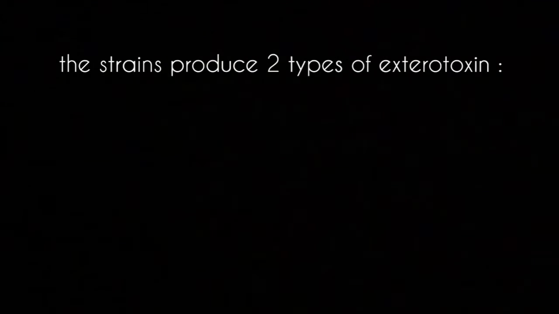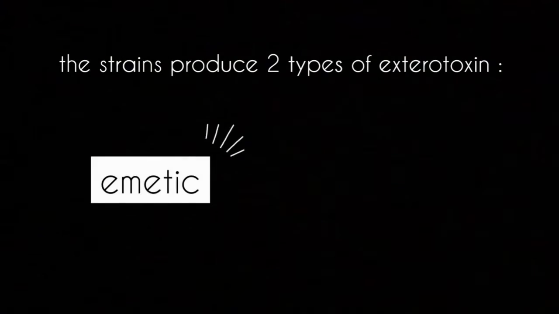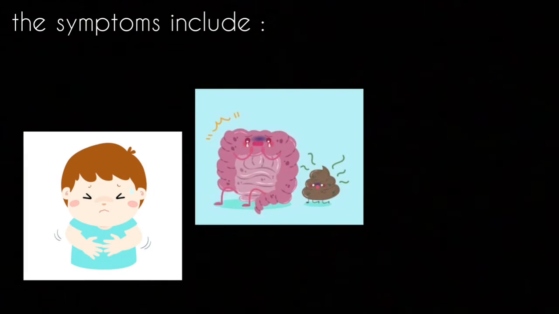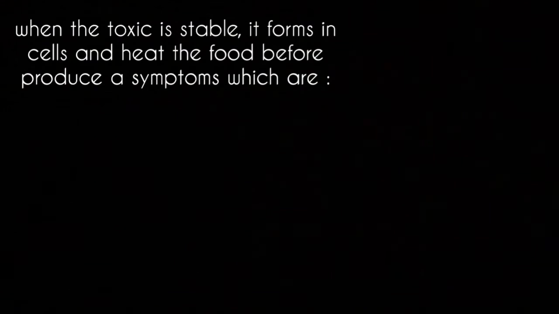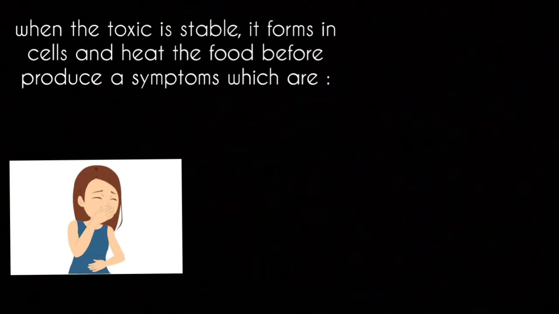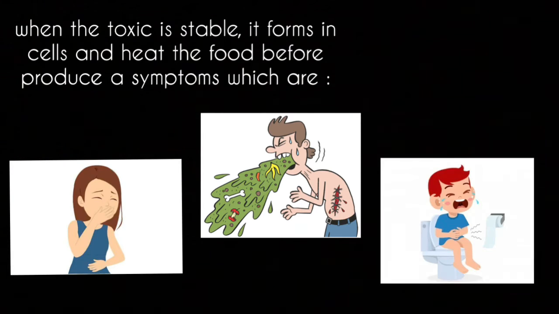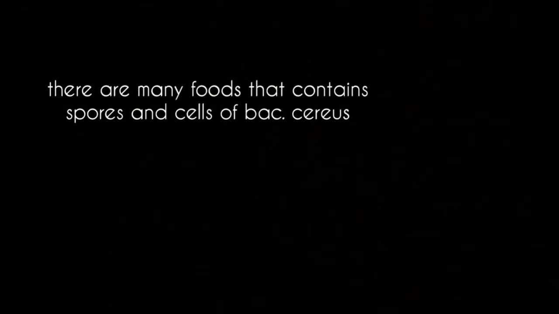The strains produce 2 types of enterotoxins, which are emetic and enteric. Symptoms include abdominal pain, profuse watery diarrhea, and perhaps nausea. When the toxin is stable, it forms in cells and survives heating of the food before producing symptoms, which are nausea, vomiting, abdominal pain, and diarrhea. There are many foods that contain spores and cells of bacteria.